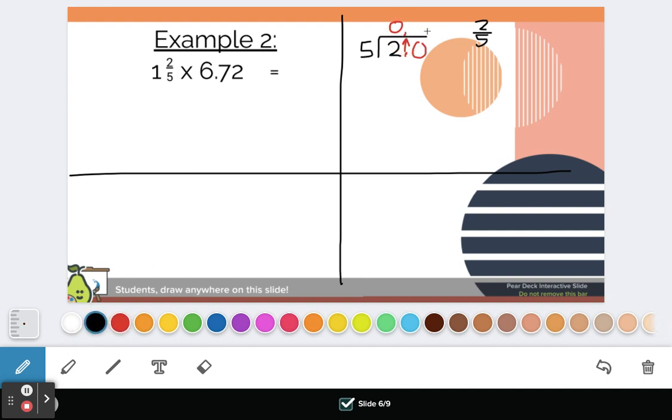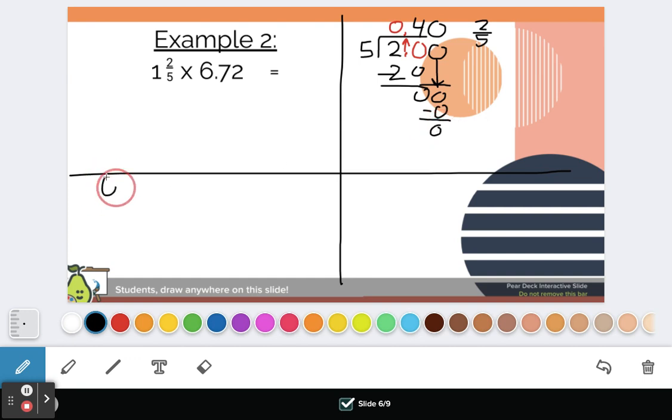So then 5 can go into 20 4 times. 5 times 4 is 20. I subtract, I get 0. I can add another 0 here and continue the division, right? So I bring down the 0. 5 can go into 0 times. 5 times 0 is 0. I subtract and I get 0. So 1 2/5 is actually 1.40, because that's what we figured out, times my 6.72. And actually, let me flop them.